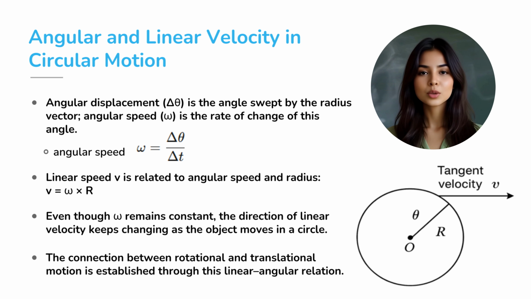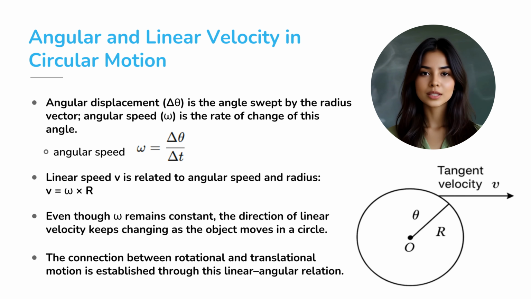Let's now bring in a new player, angular speed, represented by omega. When an object moves around a circle, it covers some angular displacement measured in radians. If this angular displacement is delta theta and time taken is delta t, then angular speed equals delta theta divided by delta t. Now here's the connection. Linear speed, or v, is related to angular speed and radius. The formula becomes v equals omega into r.